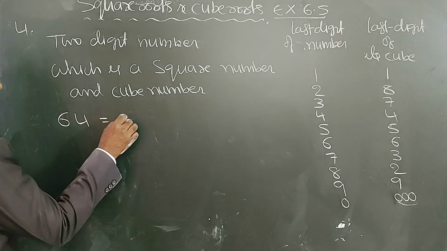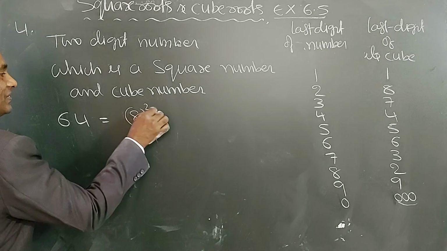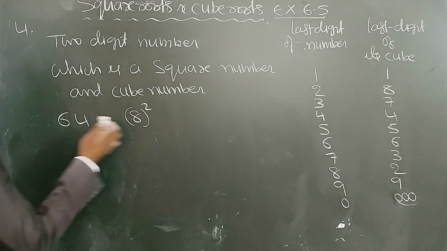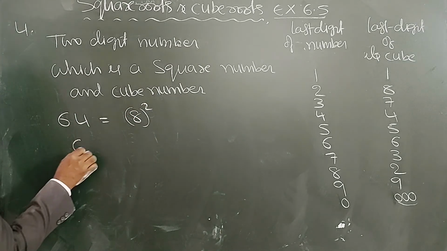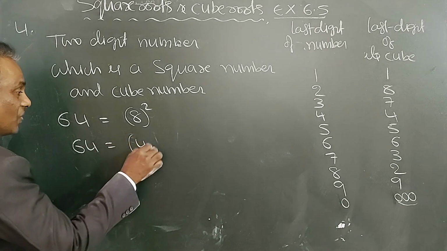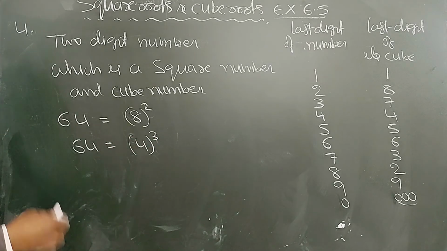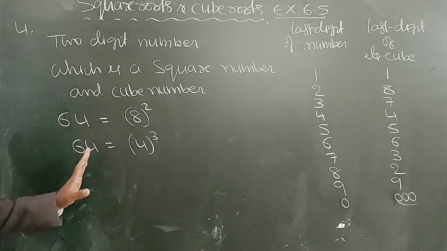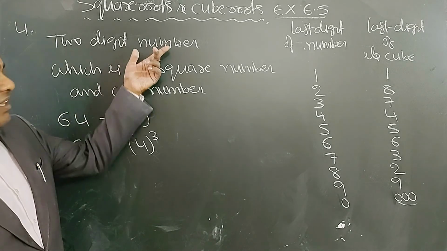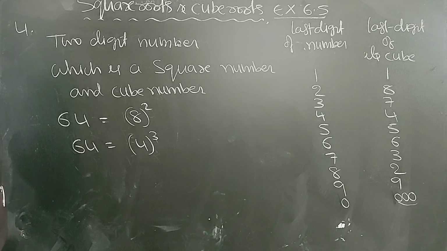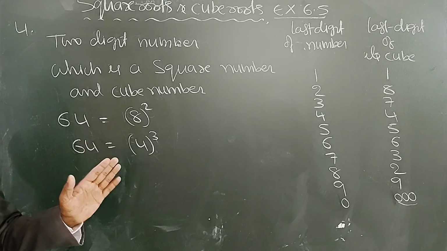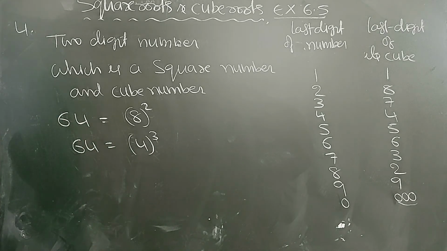64 is a square number, 8 into 8 is 64. It is also a cube number. Students, see, 4 cube: 4 into 4, 16 into 4, 64. 64 is a special two-digit number. In 3-digit there may be some numbers, but we are least bothered about it. We are concerned with two-digit numbers only.